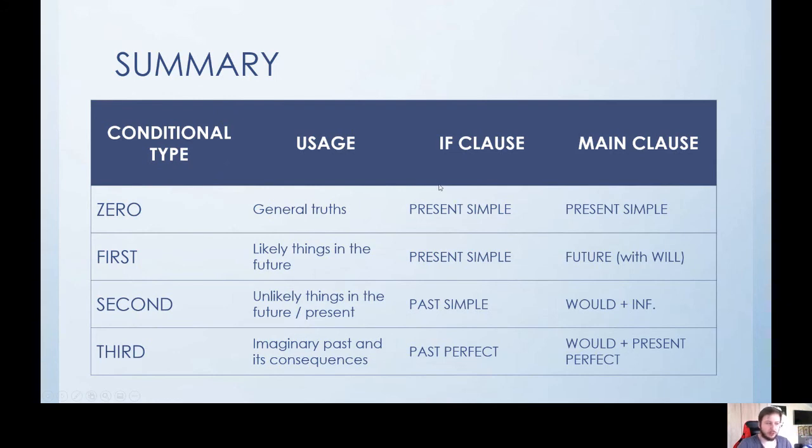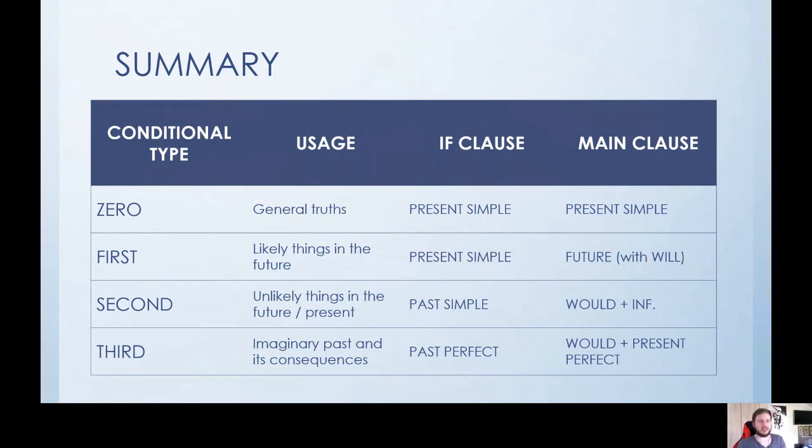What does it look like? So with zero conditional, it's easy. We use present simple and present simple. With the first conditional, we use present simple and future with will. Okay, and the second conditional, present simple changes into past simple and will changes into would. Okay, so past simple plus would, and in the third conditional, use past perfect plus would plus present perfect.